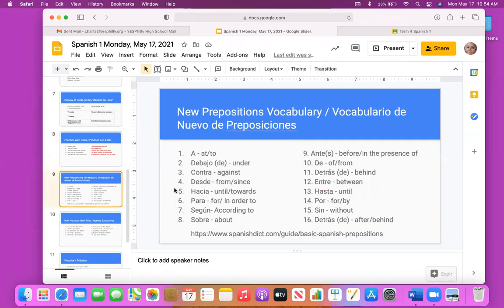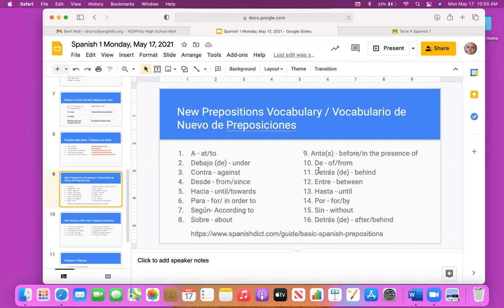Okay. So I just wanted to go over some new prepositions. Not that you have to memorize all of these, but just so you have them. A is at or to, like when you're at somewhere or going to somewhere. Debajo de is under. Contra is against. Desde is from or since. Hacia is until or towards. Para is for or in order to do something. Según is according to, like you say, according to me or according to you, según.